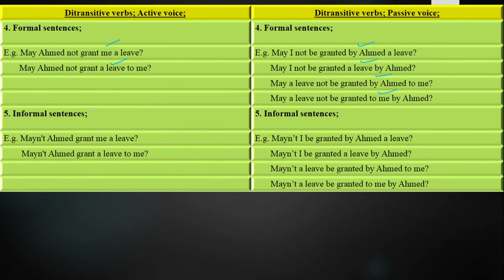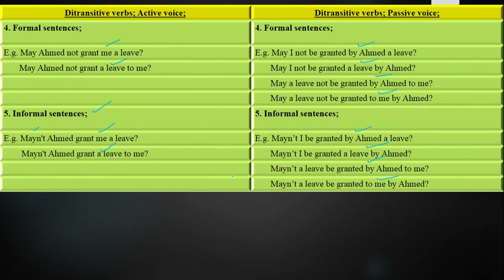Last we have got informal sentences. Those sentences in which we ask a question, deny the statement, we ask them in an informal way. We use it in a friendly atmosphere and we use it with the one whom you are free with, and you will be using it with juniors and youngers. And "may not" short form is "mayn't". Mayn't Ahmad grant me a leave? Mayn't Ahmad grant a leave to me? Mayn't I be granted by Ahmad a leave? Mayn't I be granted a leave by Ahmad? Mayn't a leave be granted by Ahmad to me? Mayn't a leave be granted to me by Ahmad?